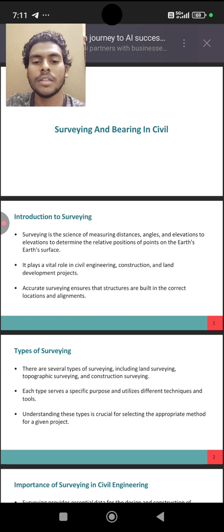So determining the relative position of the points is very important, which plays a key role in the construction of buildings and apartments and so on. Accurate surveying ensures that the structures are built in the correct locations and alignment. By taking accurate measurements of the relative positions, we can construct a building with correct measurements and accurate alignments.